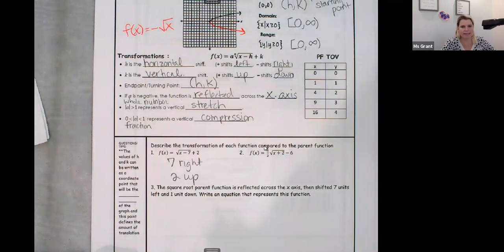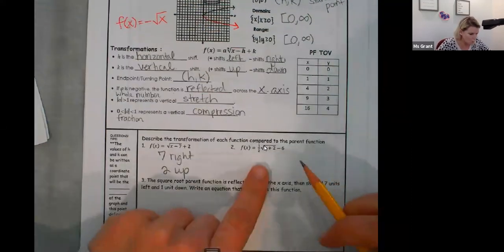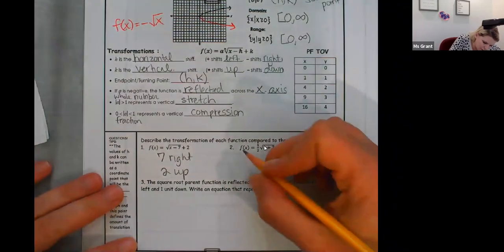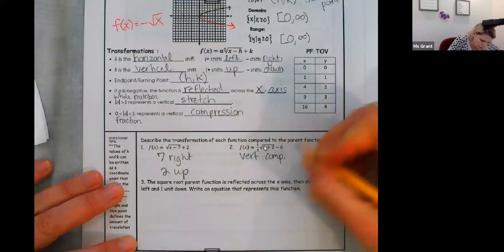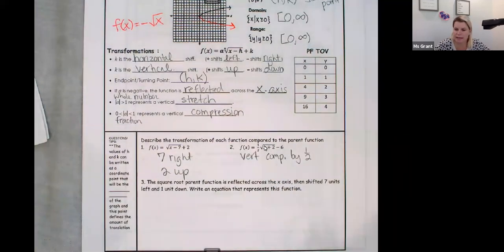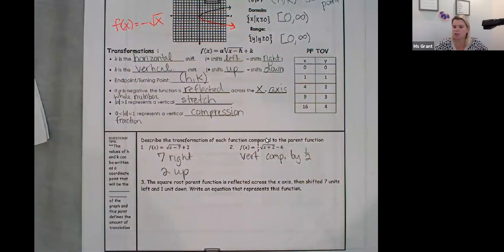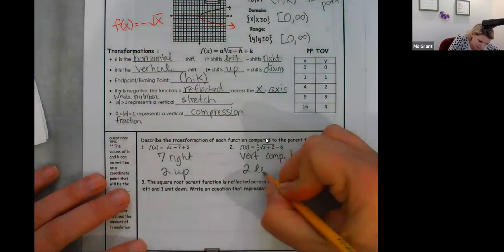Okay, let's get our brains back into the transformations. It's been a while since we've done them, but 1/2 means that I have a vertical compression by 1/2. Now tell me what the 2 means and the 6 means. 2 what, 6 what? 2 to the left and 6 down. Yes, you're both right.